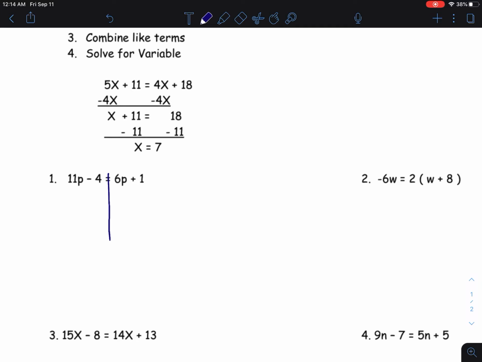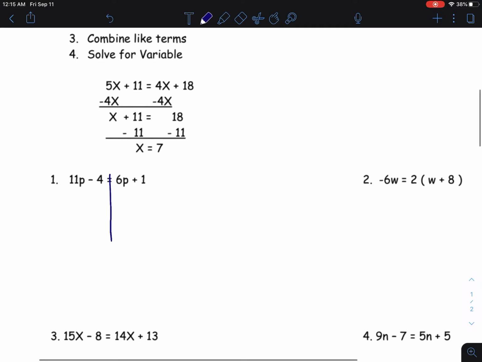There's no distributing on this particular problem. So then I would go to combining like terms on each side of the equal sign independently. And then we can move stuff from one side to the other. We're trying to get all of the p's together, so I'm going to move 6p. If I'm going to move it to the other side, I've got to undo it, so I'm going to do the opposite. So I'm going to subtract 6p.